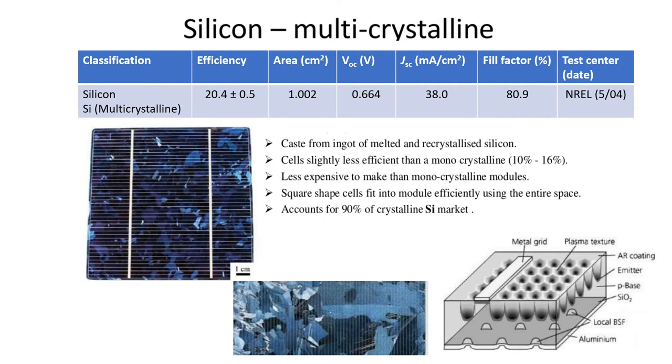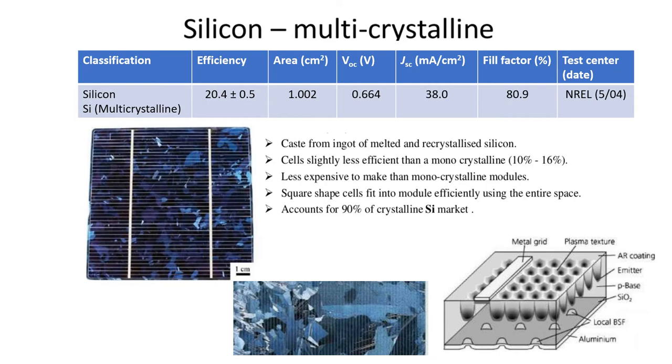On the other hand, multicrystalline silicon or polycrystalline solar cells are relatively less expensive and emerged in the market during the 1980s. These are obtained from an ingot of melted and recrystallized silicon, and their efficiency is less than that of monocrystalline silicon by 5%. Under a standard set of conditions of fabrication and operation, it has been demonstrated to show an efficiency of 20% at NREL. Polycrystalline solar cells account for 90% of the crystalline wafer silicon solar cell market.